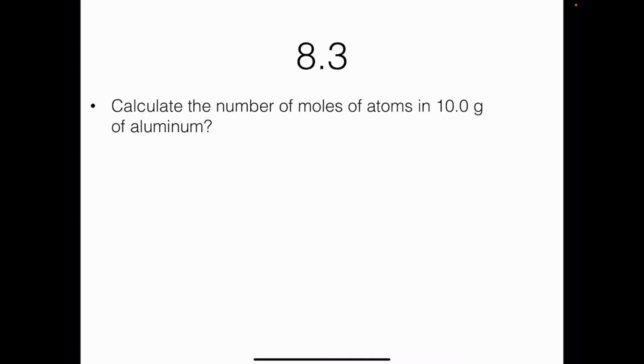Next problem, calculate the number of moles of atoms in 10 grams of aluminum. So now we want to be able to identify aluminum on the periodic table. It's in the third row, that first element of the p block, element number 13. So we can see that aluminum has a molar mass of 26.98 grams per mole. We say molar mass because it's the mass of 1 mole, a certain number of grams. So calculate the number of moles of atoms. Notice here I am not being asked to calculate the number of atoms. So I'm not going to use Avogadro's number here. I will be using the mole.